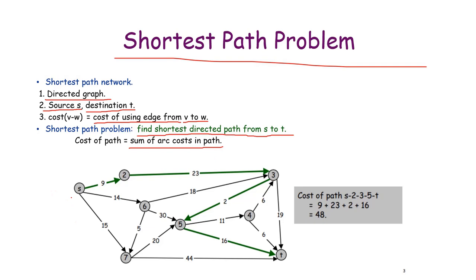So here we have a directed graph. Here we have source S and destination T. And if we apply some algorithm to find the shortest path, the cost of it would be equal to 48. So here we just sum up all the edges that we have all along the way, and then we can find the cost.